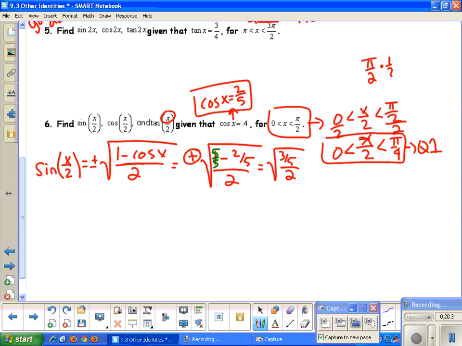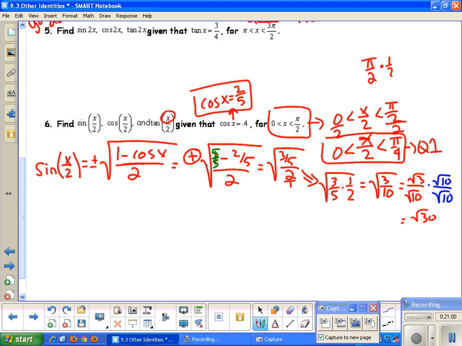And remember, when I have a fraction divided by a fraction, I multiply by the reciprocal. So I'm going to go down here. I have the square root of 3/5 times 1/2, which is really equal to the square root of 3 over 10. We don't like to have fractions underneath a radical, so I have to simplify this into root 3 over the square root of 10. We don't like radicals in my denominator, so I need to rationalize that by multiplying by root 10 over root 10. And in my numerator, I get root 30 all over 10. So that would be my sine half angle.